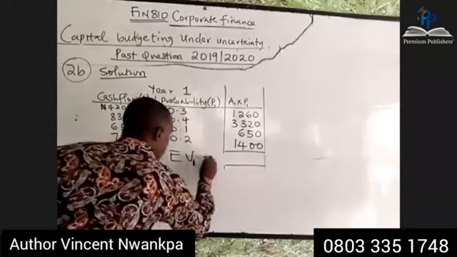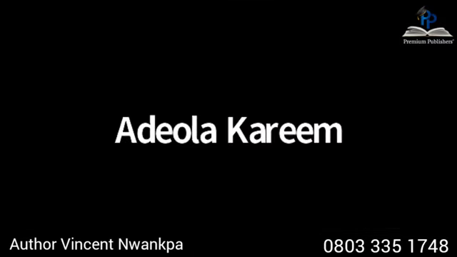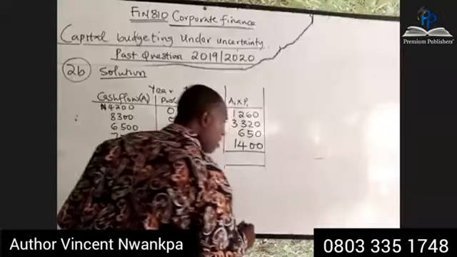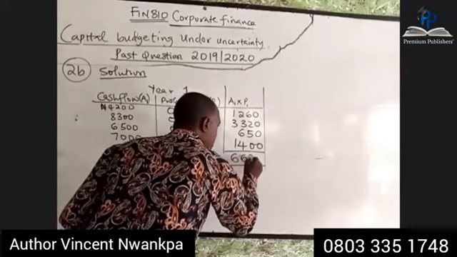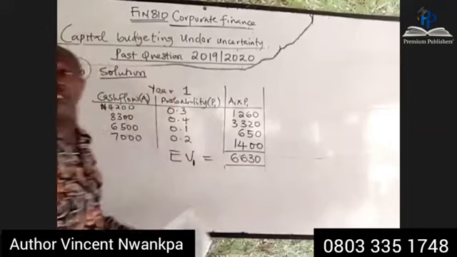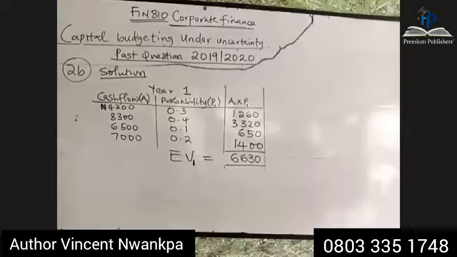The expected value at time 1 is equal to 6,630. We have just found the mean. And now we can find the deviation.